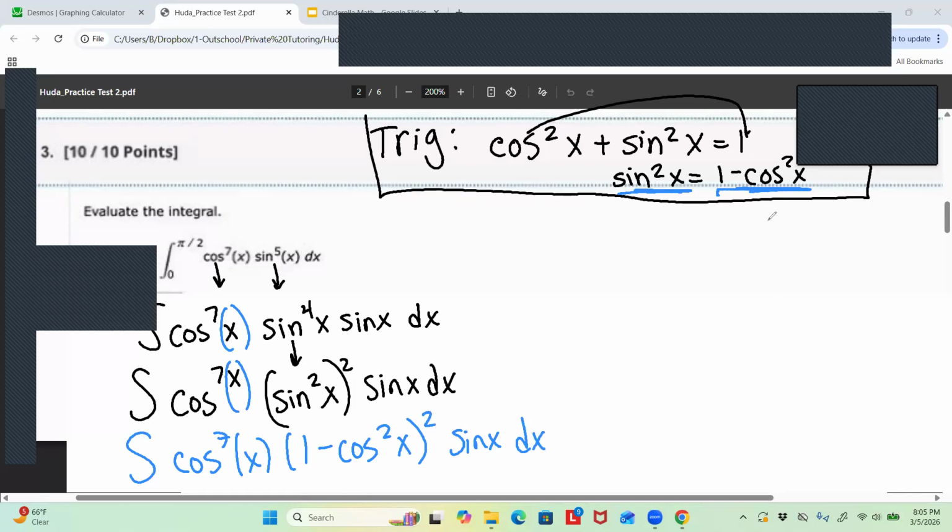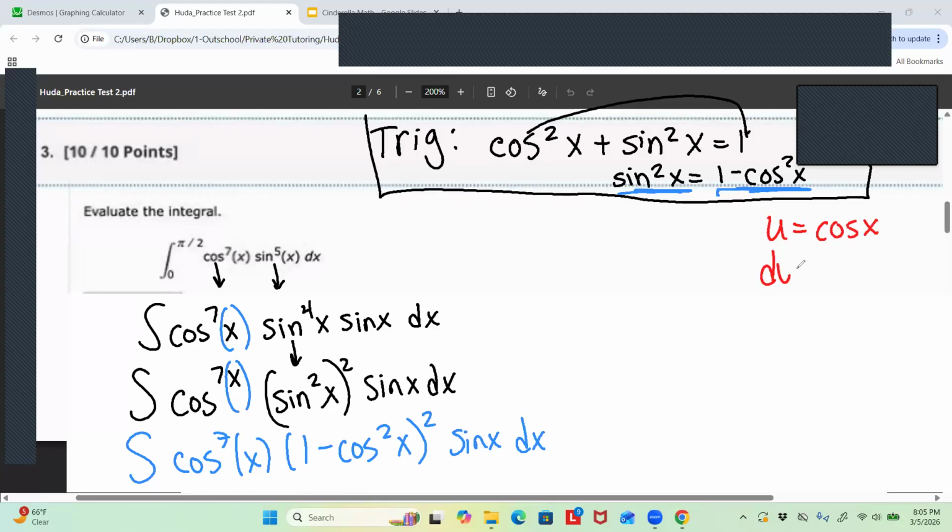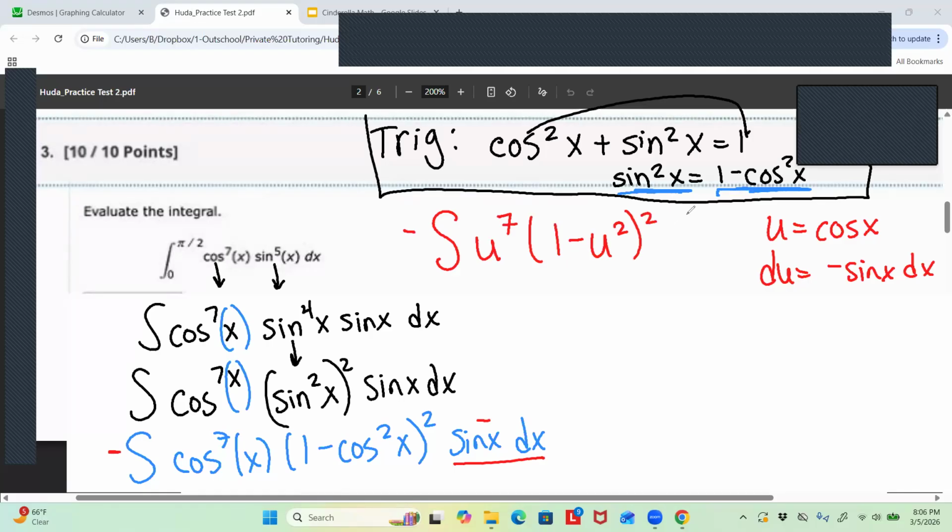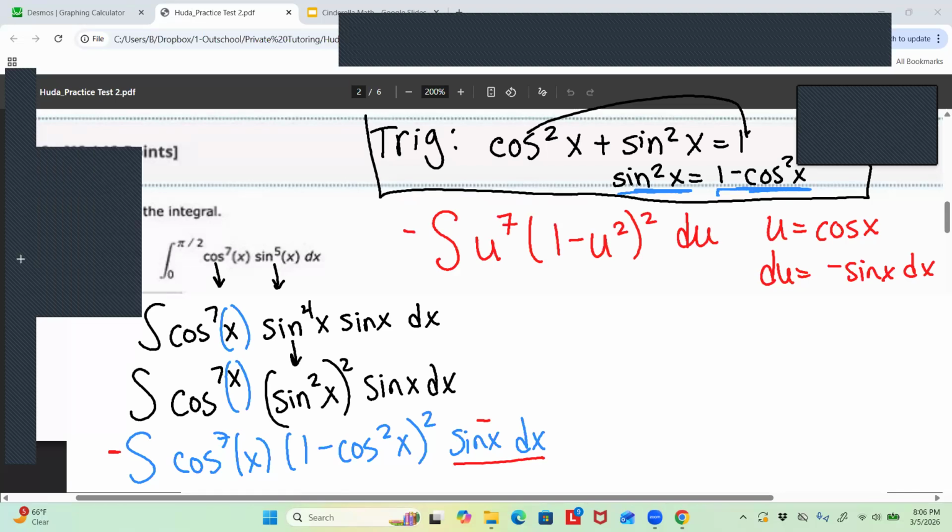Why? Because we are going to let u be cosine. And the derivative of cosine is negative sine. So we have regular sine, so just negate, negate. Okay? So we now have negative integral of u to the 7th, 1 minus u squared squared du. That is where we're at. And I'm going to erase a little bit now, so if you need to pause me, feel free.